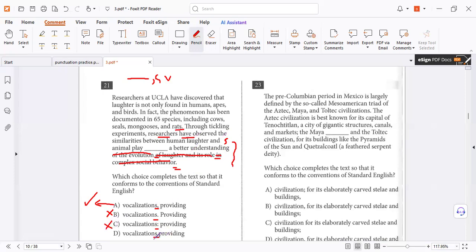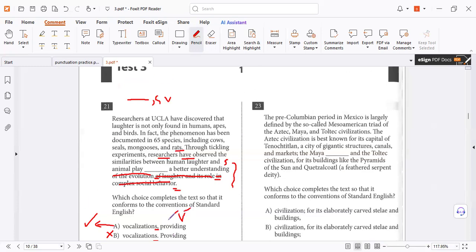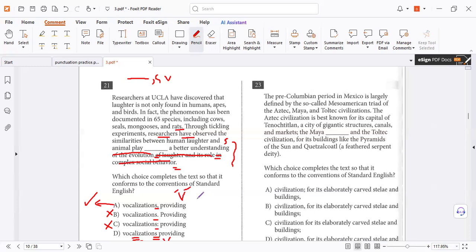Can I keep it without punctuation? Wrong, because this is a present participle phrase. Why? Because vocalization is not the subject for this verb. You see, it's for the researchers. Who provides a better understanding? The researchers. So you need a comma. So it must be a comma.